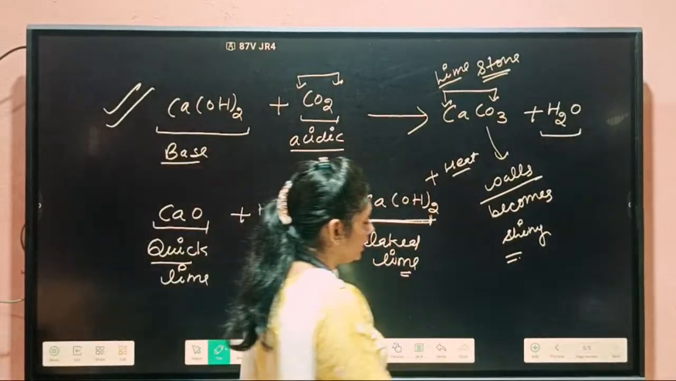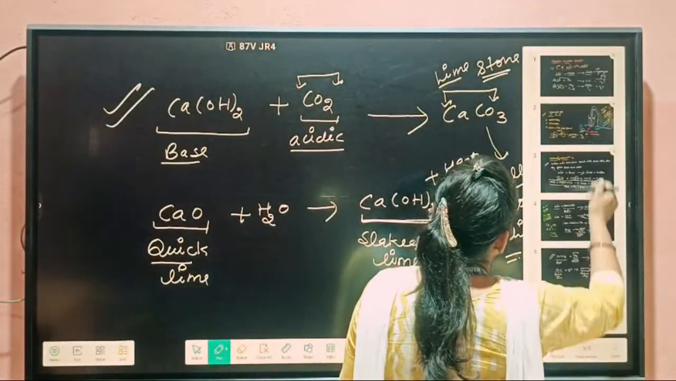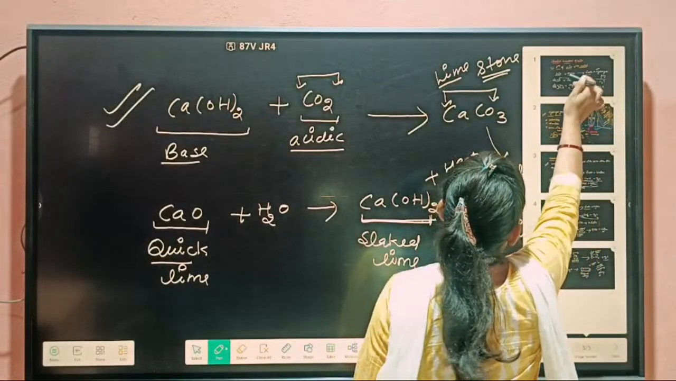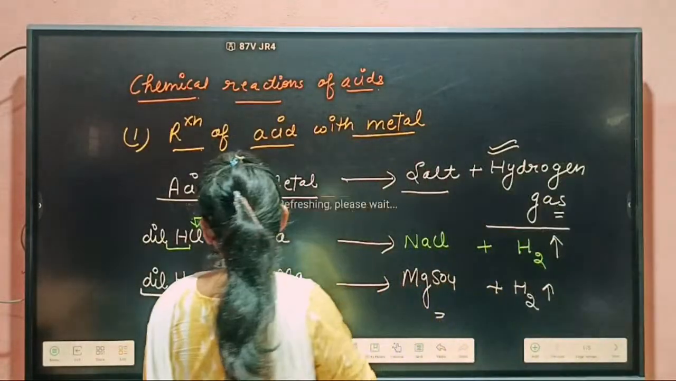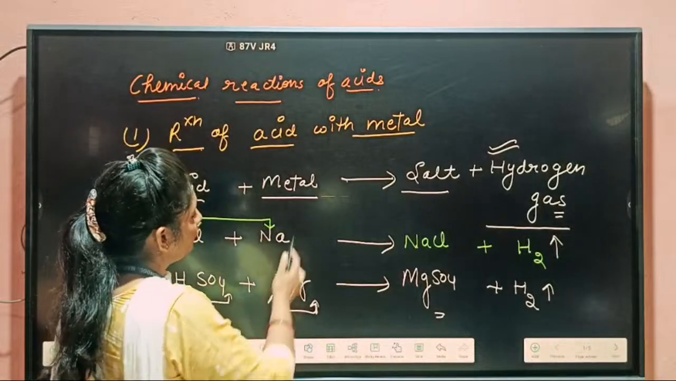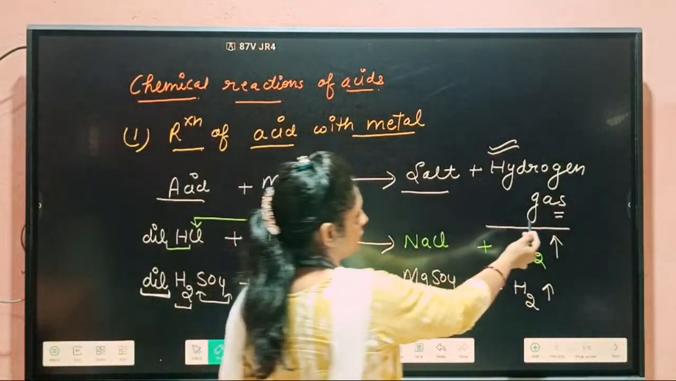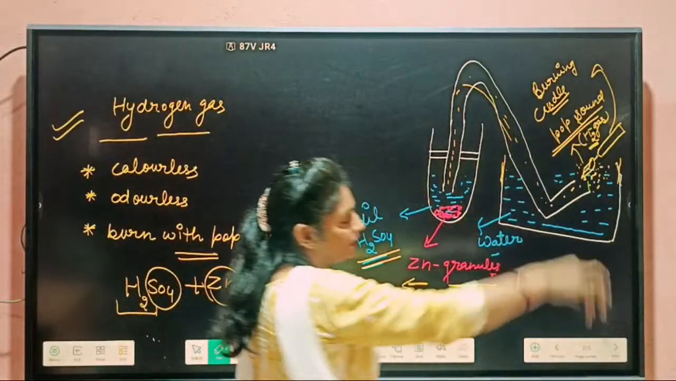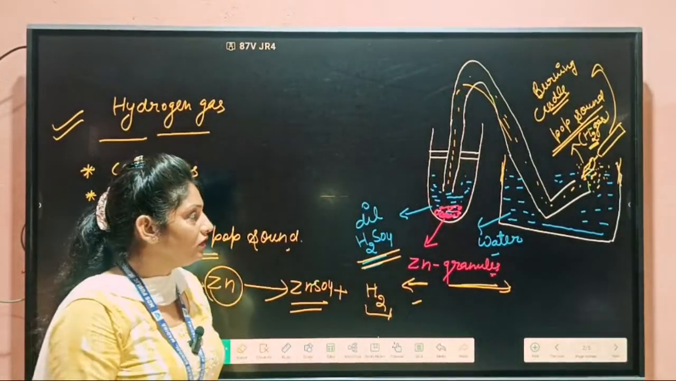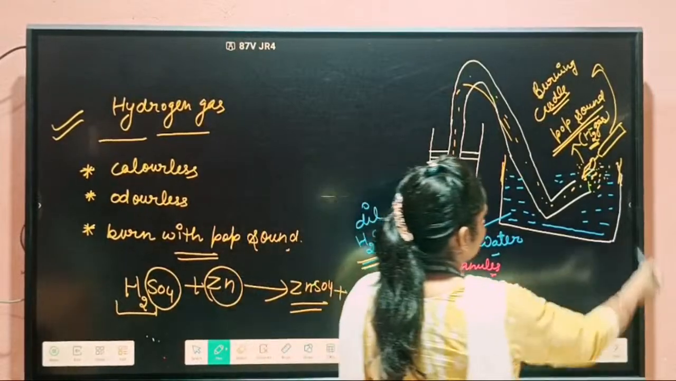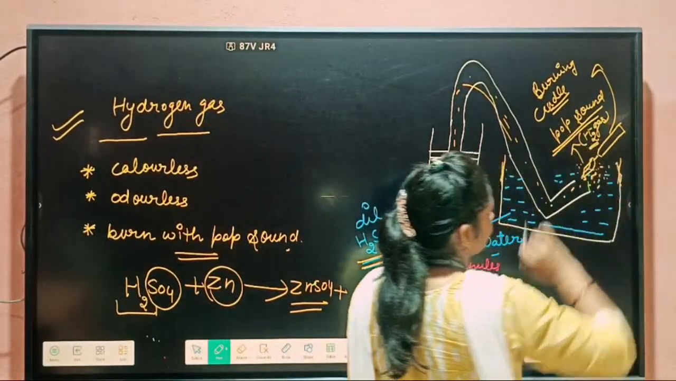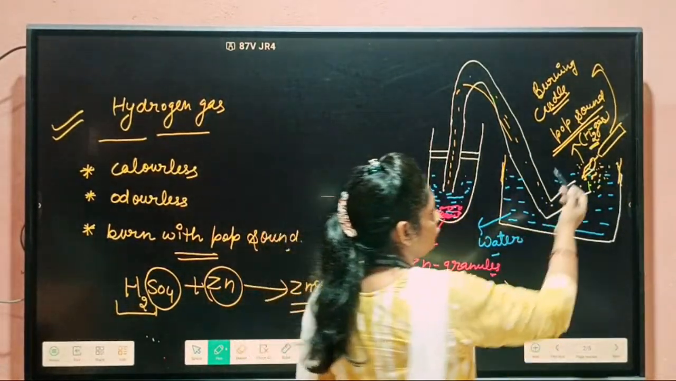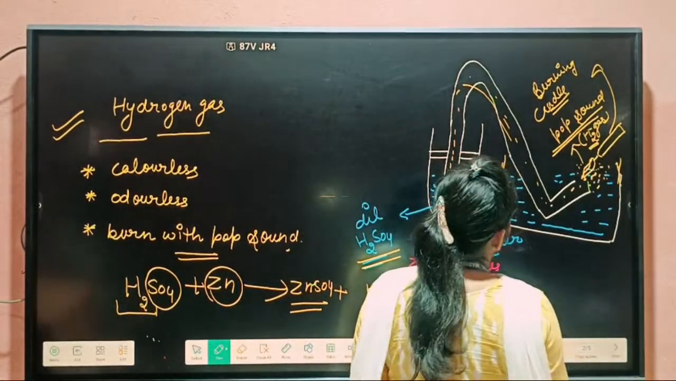So students, today we have done two chemical reactions of acid. One with metal. With metal they will produce hydrogen gas. Then we have done an experiment, an activity, for this one. Okay, what is the identification for hydrogen gas? It will produce a pop sound after burning.